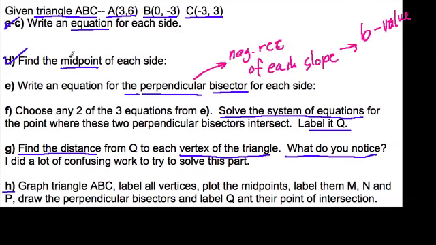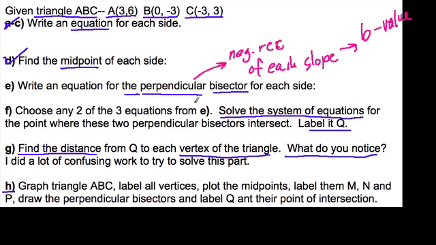Okay, so in this video we're finishing this question. We started in the last video where we started with a triangle, wrote the equation for each side, found the midpoint. Now we're going to finish up. We're going to find the perpendicular bisectors, and then we're going to think critically about what's happening here.